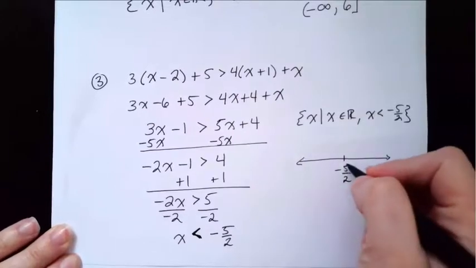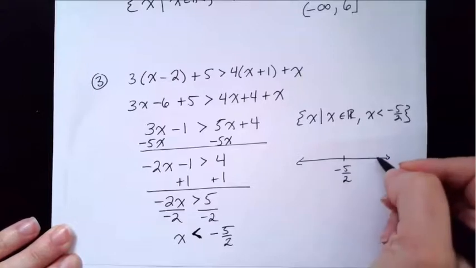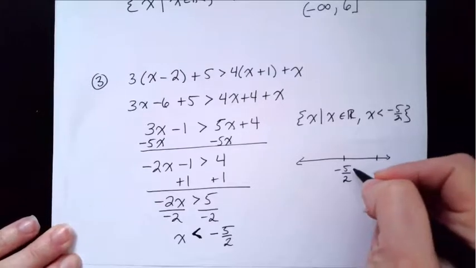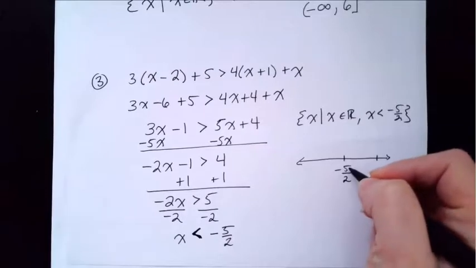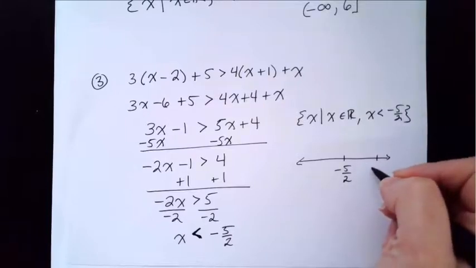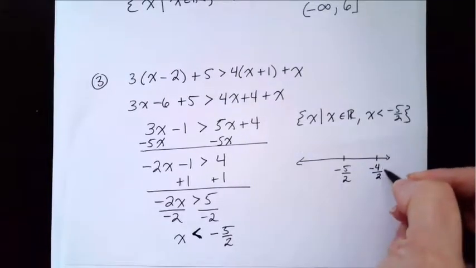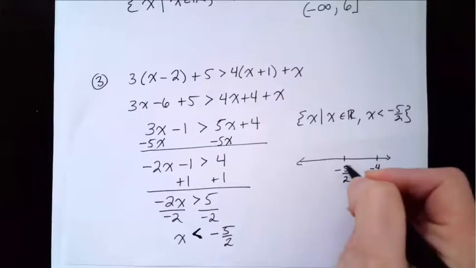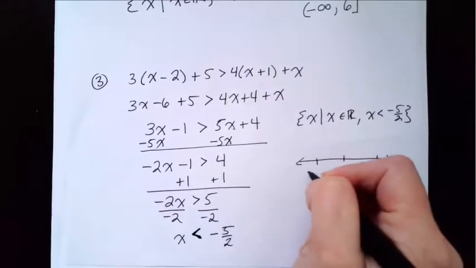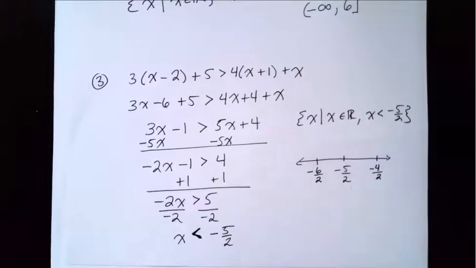You could also just increase or decrease your numerator by 1. So if I increase my numerator by 1, make it a negative 4. This would be negative 4 over 2, which is equivalent to negative 2. And then decrease it by 1 makes it a negative 6 over 2, which is the same as negative 3. So you can write them in fraction form or integer form or decimal form, whatever makes sense for you. I'm just going to leave them in fraction form.